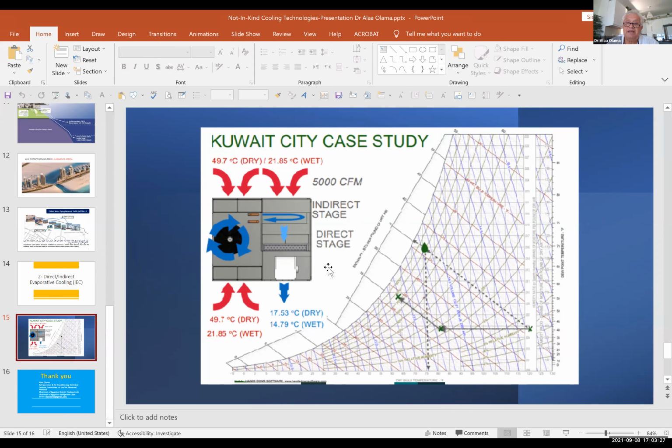So by having a hybrid system, added to it a coil just before the fan over there, you will go down to temperatures that are quite low, even if you have a relatively humid summer. So the efficiency of this system, combined with a central system, you can achieve 20 to 25% at will.